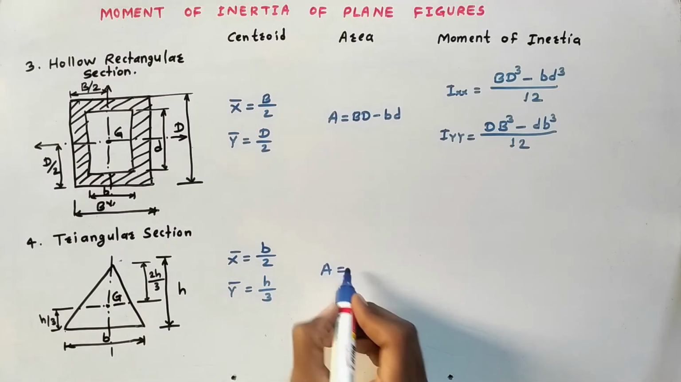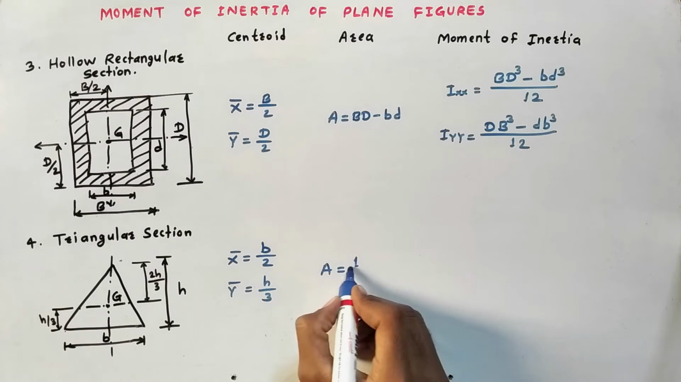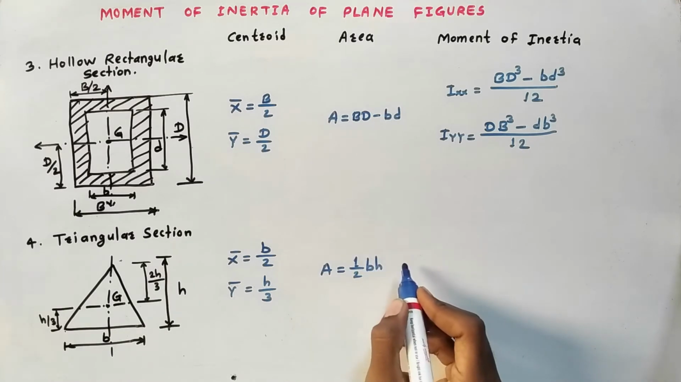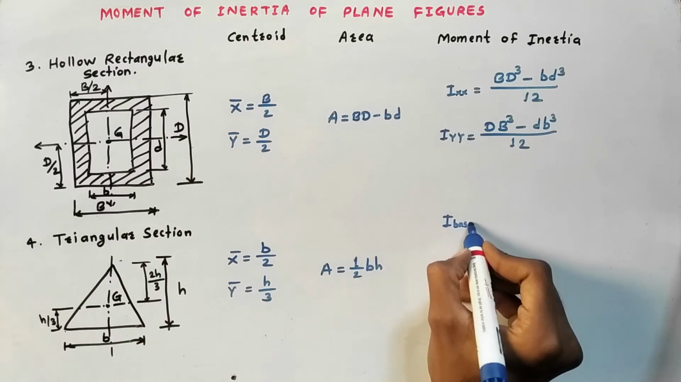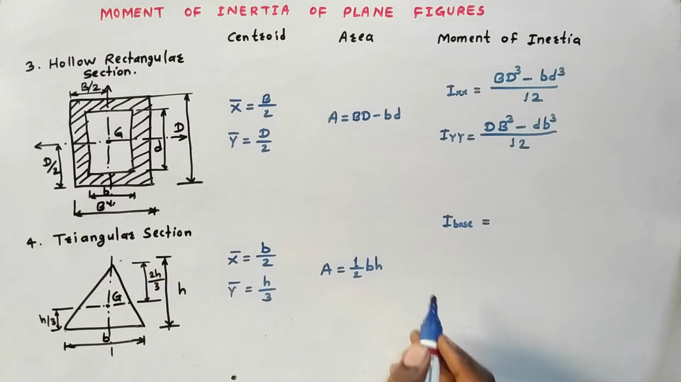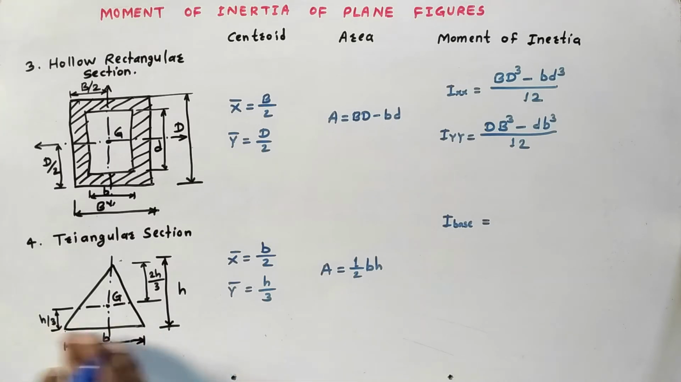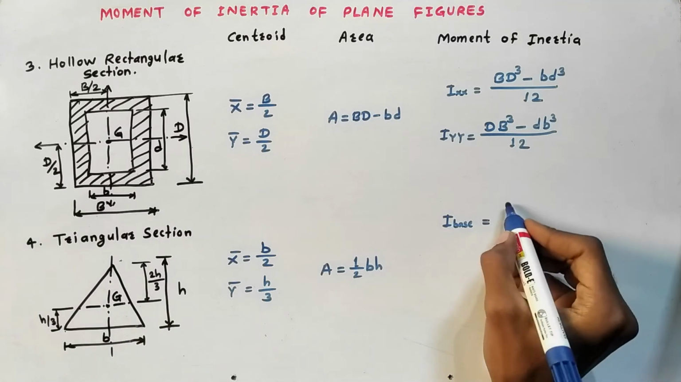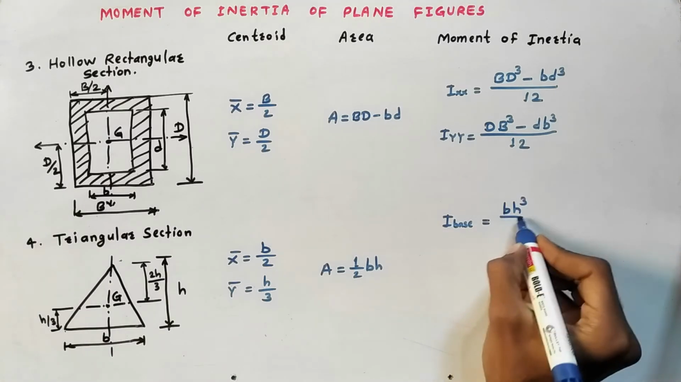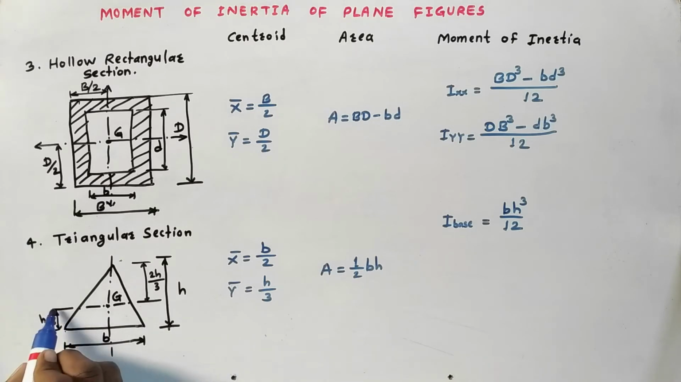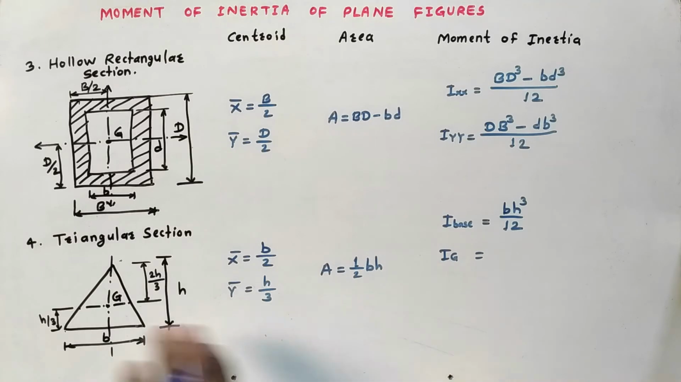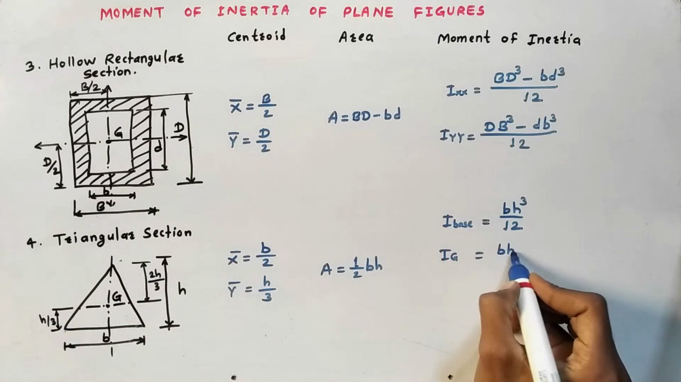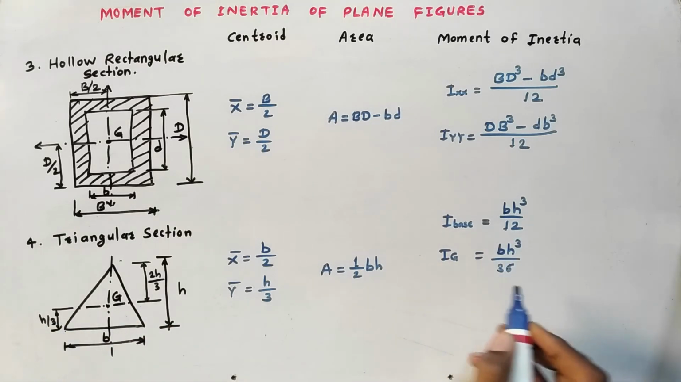Now the area of a triangle, we know, is 1 divided by 2 into B into height. Now for moment of inertia, there are two formulas. About the base, I base is equal to BH cube divided by 12. About the XX axis, that is IG, about the centroidal axis, it is BH cube divided by 36.